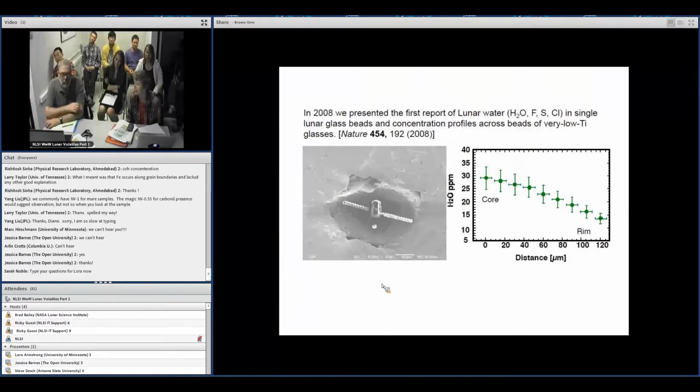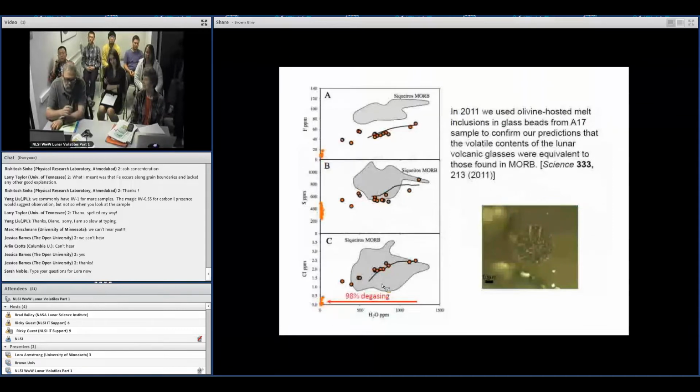Sorry, it just wasn't working. Okay, so the reason that we care about the moon is, I think, because with the moon we can get a frozen record of the first 500 million years of the solar system formation, especially for the volatiles and the delivery of volatiles to the Earth and Moon. In 2008 we presented the first evidence, and we showed a profile of concentration that indicated that the water and other volatiles were indigenous to the moon.